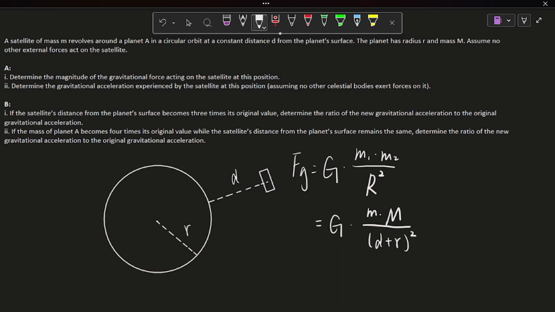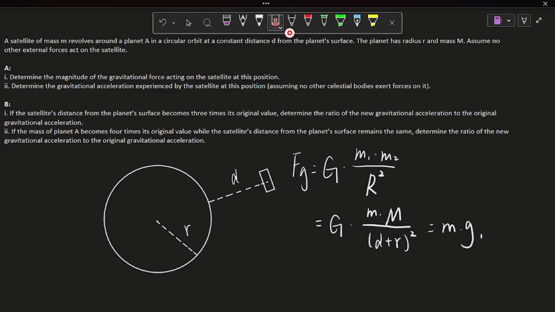For the second part, determine the gravitational acceleration experienced by the satellite at this position. Since there's a gravitational force that acts on the satellite, what is Fg equal to in the most basic way? It is equal to mg, m times g. I will actually write g1, because it's obviously not 9.8.